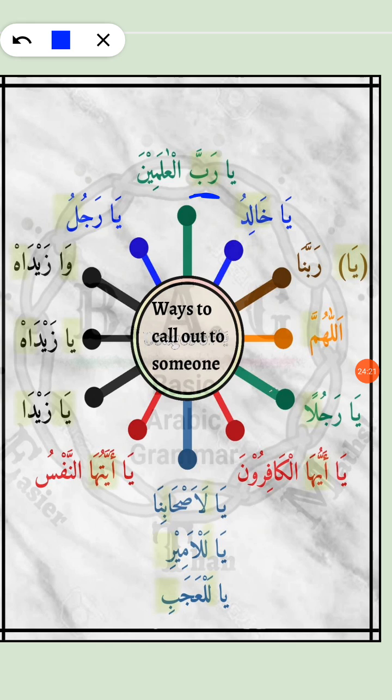All right, for example, in Rabbal Alamin, what do we do? Basically we are calling out to Rab. So we need to make this nasab, as you can see here. So it's Ya Rabbal Alamin, not Ya Rabbul Alamin. Okay, it's Ya Rabbal Alamin. We have to make the musaf as nasab.